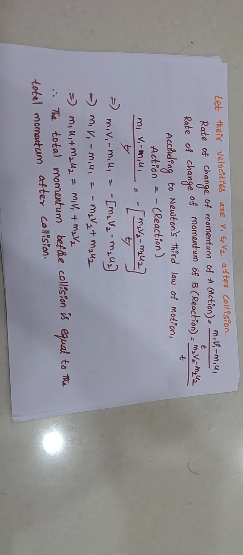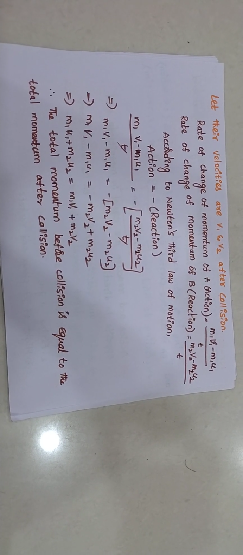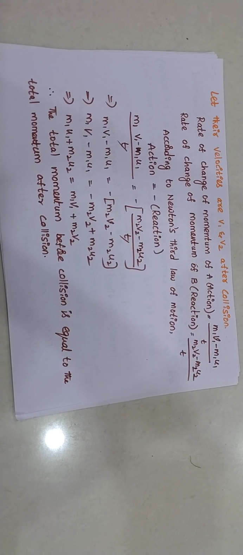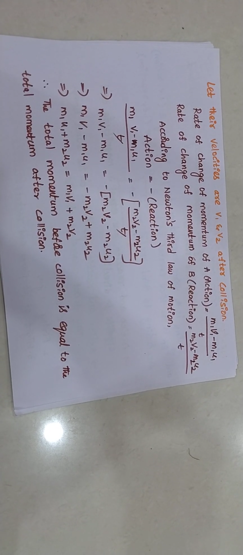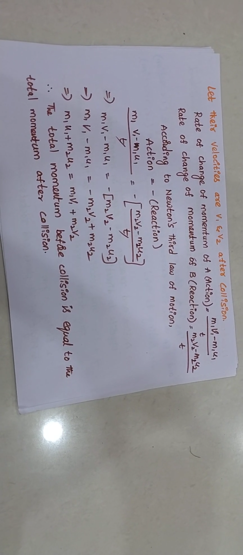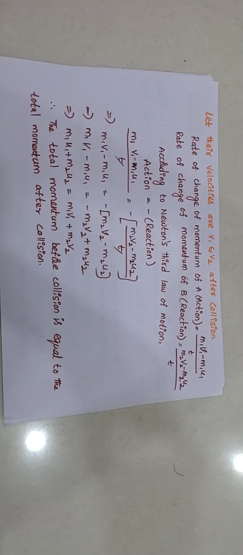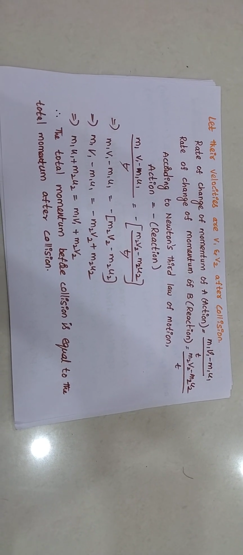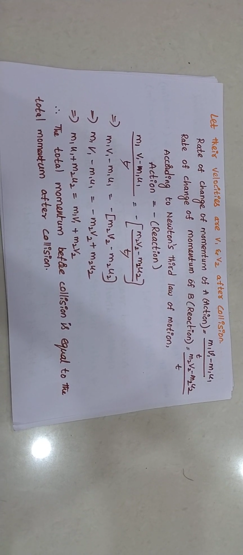So (m1 v1 minus m1 u1) by t is equal to minus (m2 v2 minus m2 u2) by t. Both t's cancel. What we get? m1 v1 minus m1 u1 is equal to minus (m2 v2 minus m2 u2). Finally we get m1 u1 plus m2 u2 is equal to m1 v1 plus m2 v2. The total momentum before collision is equal to the total momentum after collision. This is the statement of the law of conservation of momentum.